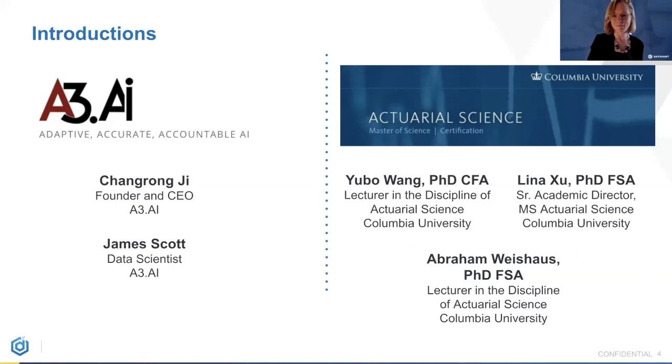I'm Abraham Weishaus. I'm a lecturer in discipline in actuarial science at Columbia. I teach the core courses there, and the core courses include a course in life contingencies, which involves, among other things, estimating mortality rates.